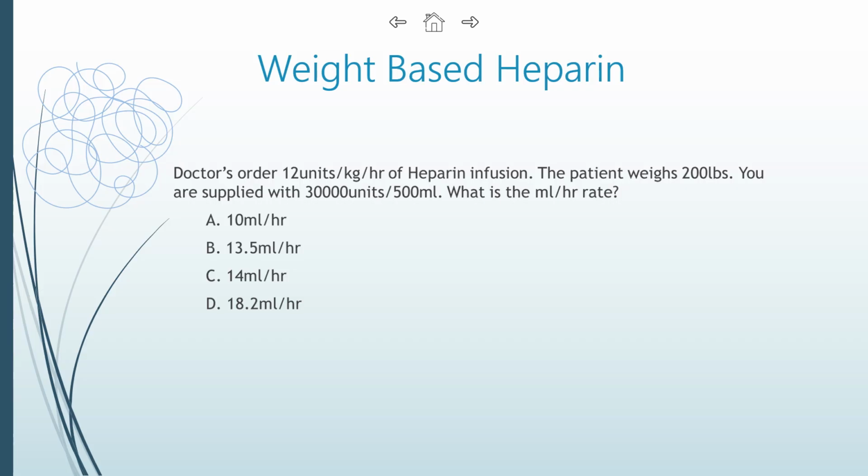So here's a practice question. The doctor orders 12 units per kilogram per hour of heparin infusion. The patient weighs 200 pounds. You are supplied with 30,000 units per 500 mLs. What is the mL per hour rate?